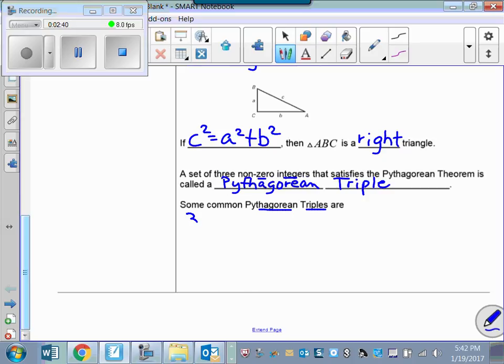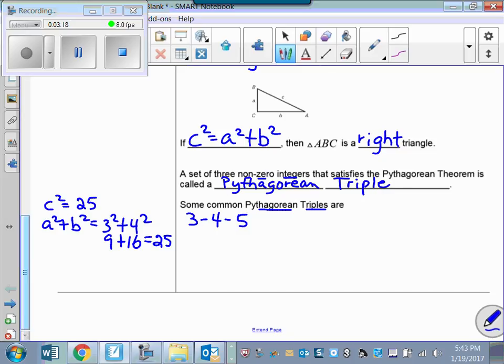For instance, 3, 4, 5 is a Pythagorean triple, right? Because c squared equals 25, and a squared plus b squared in this case is 3 squared plus 4 squared. That's 9 plus 16, that's 25. So we know this is a right triangle because c squared equals a squared plus b squared. But they're all integers, no radicals, no irrational numbers.